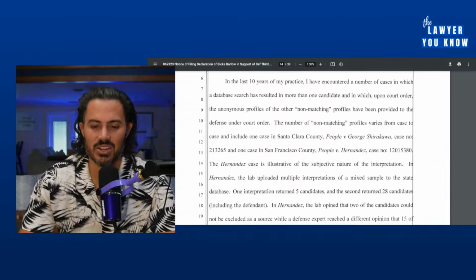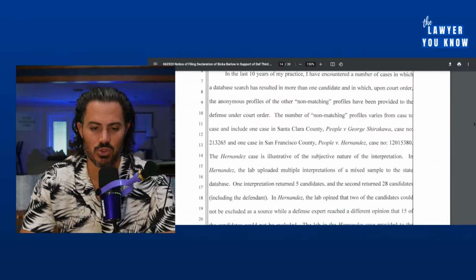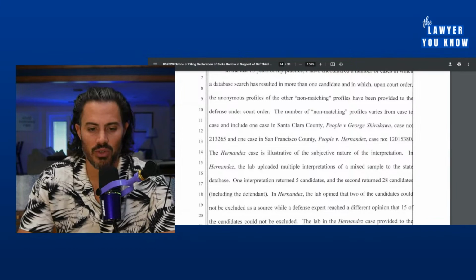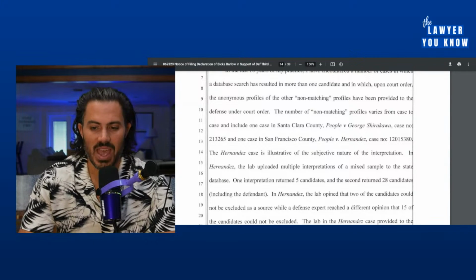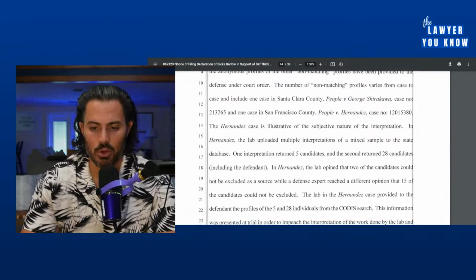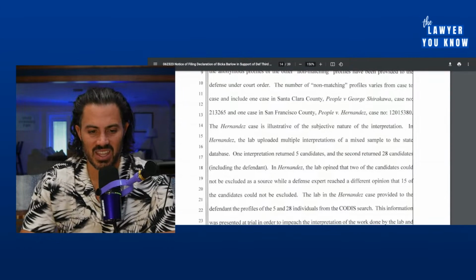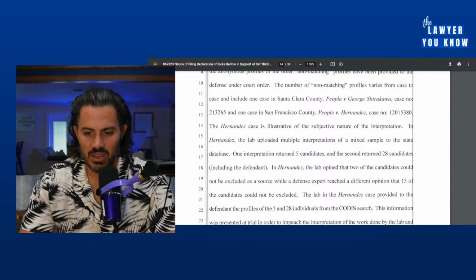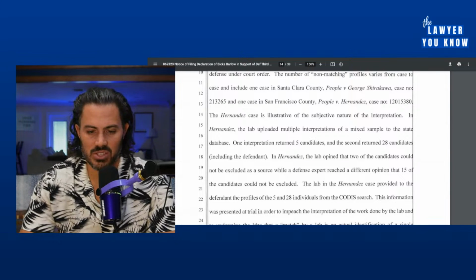In the last 10 years of my practice, I have encountered a number of cases in which a database search has resulted in more than one candidate, and in which, upon court order, the anonymous profiles of the other non-matching profiles have been provided to the defense. The number of non-matching profiles varies from case to case, and including one case in Santa Clara County, case number 2, whatever, and one in San Francisco County.